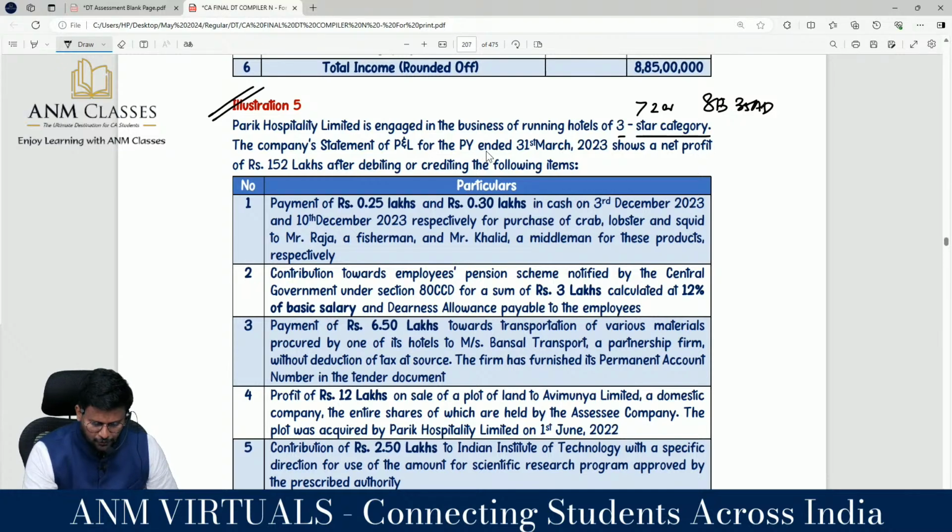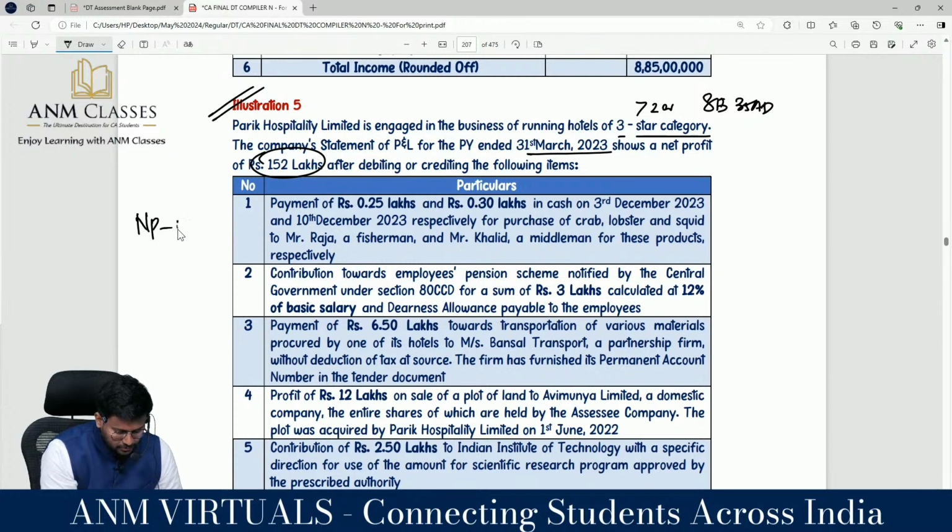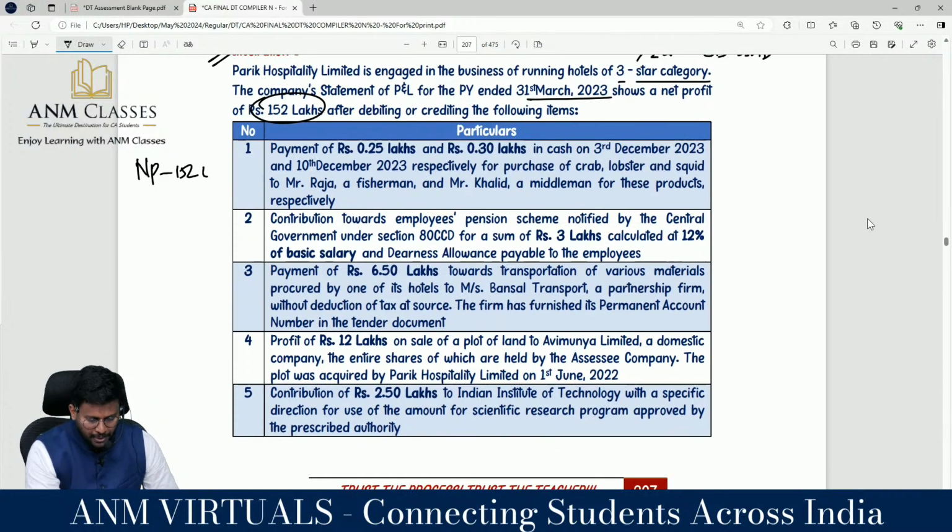Company's statement of P&L for the year ended 31st March 2023 shows a net profit of 152 lakhs after debiting or crediting the following items. So these items have been debited or credited. So what is the net profit as per P&L? 152 lakh. Payment of 0.25 lakhs, that is 25,000. 0.30 lakh, that is 30,000 in cash.